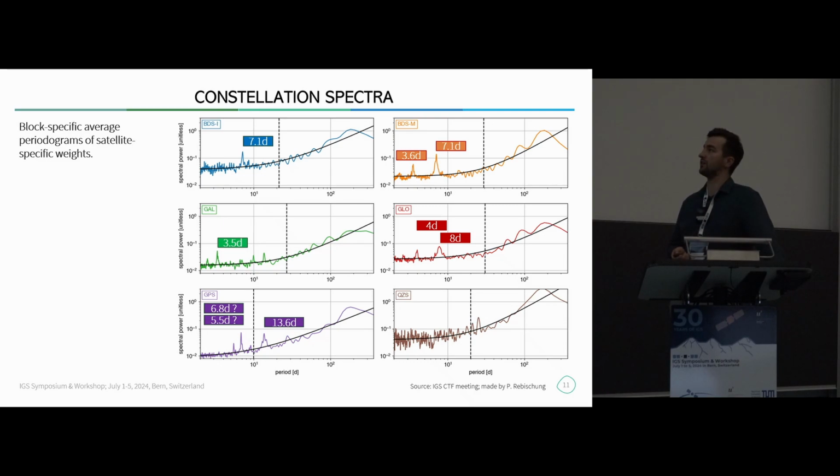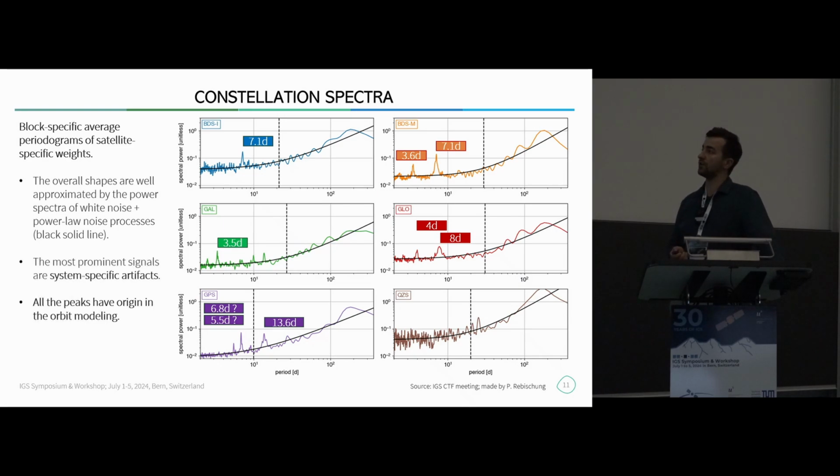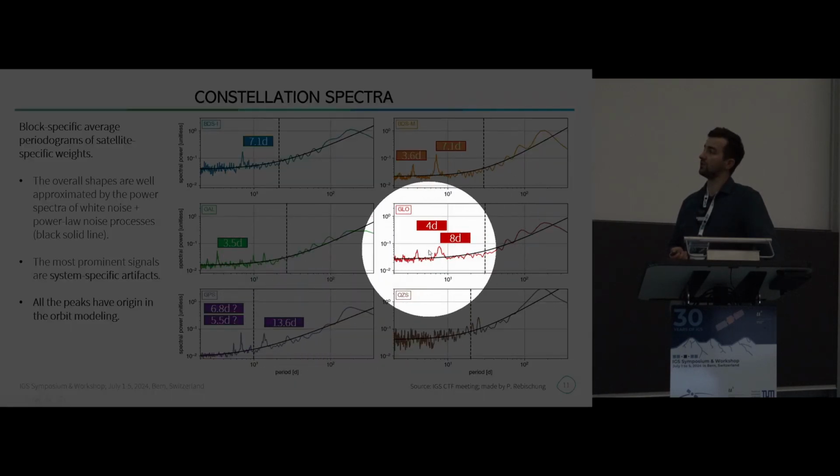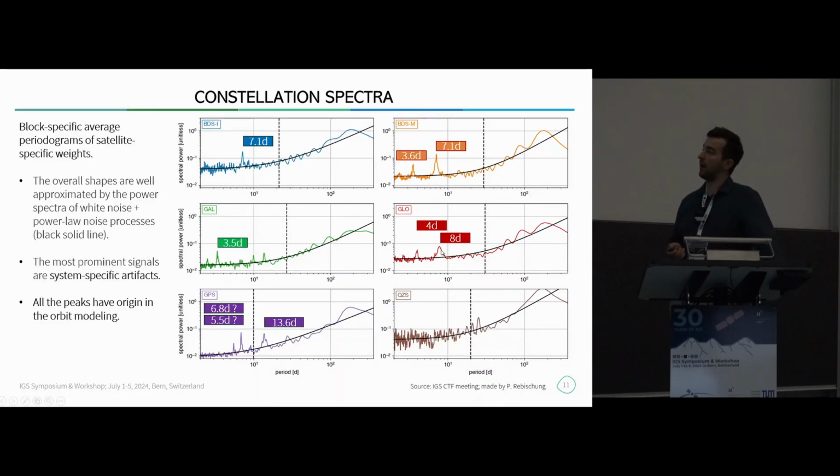To find out, we took the time series of the weights for individual satellites, grouped them by systems, and prepared a kind of log-specific average periodogram of satellite-specific weights. The overall shapes are well approximated by the power spectra of white noise plus power-law noise processes, which is given with this black solid line. But the most prominent signals are system-specific artifacts, for example for GLONASS at 4 and 8 days, and all the others for different systems.